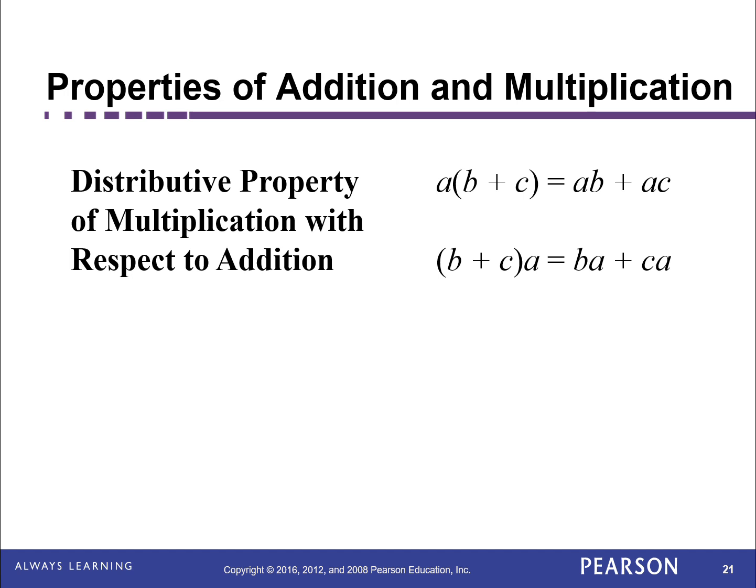All right, the distributive property of multiplication with respect to addition is our next property. So a times (b plus c) is the same thing as a times b plus a times c. That's your distributive property because all we did here was distribute the a to the b and distribute the a to the c. You could also write it as (b plus c) times a equals b times a plus c times a. Same thing here. All I really did was apply the a to both things within the parentheses.